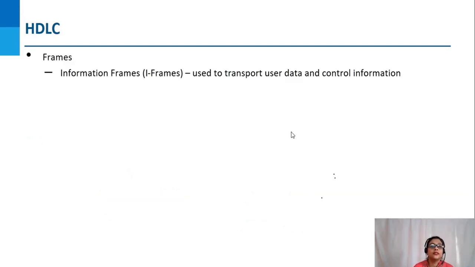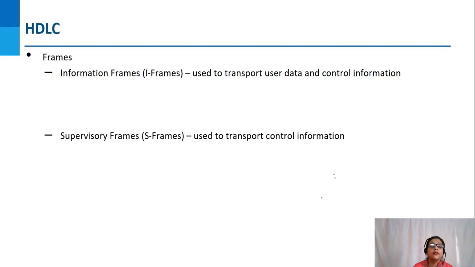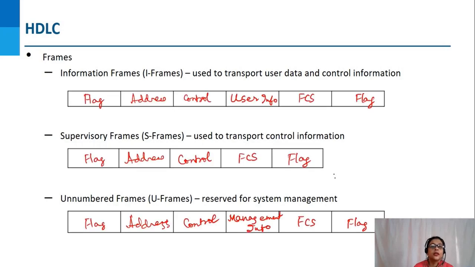What are the frames of HDLC? The frames are information frames or I frames which are used to transport user data and control information. Then we have the supervisory frames or S frames. They are used to transport control information. And the unnumbered frames or U frames are reserved for system management. This is the frame structure of HDLC. For the I frames, we have the flag, then address, then control, then user information, then frame check sequence, followed by another flag. For supervisory frames, we have flag, address, control, frame check sequence, and the flag. Here you see the user information is missing. For unnumbered frames, we have flag, address, control, management information, FCS, and the flag.